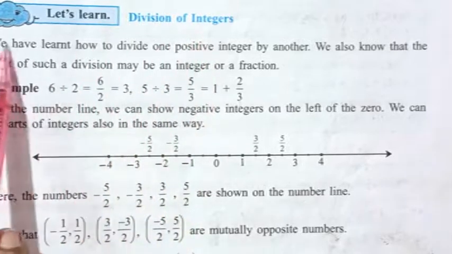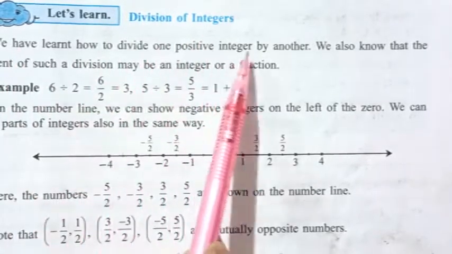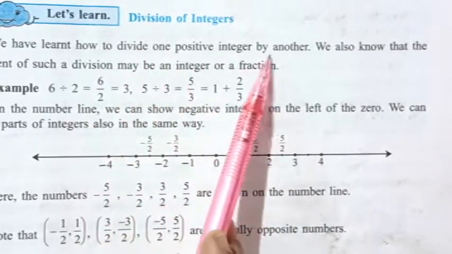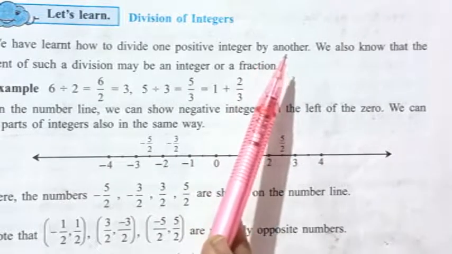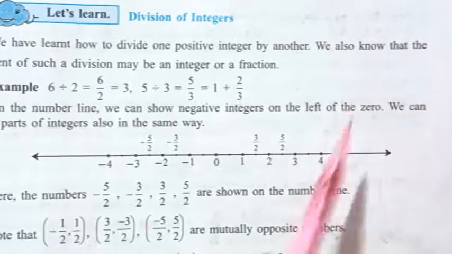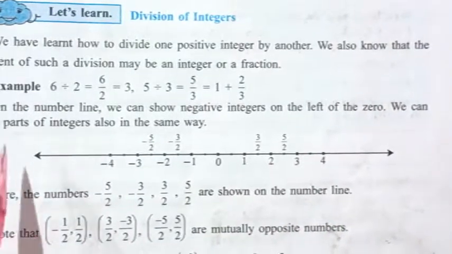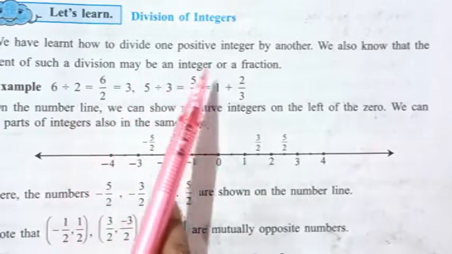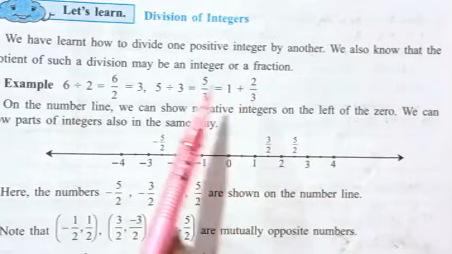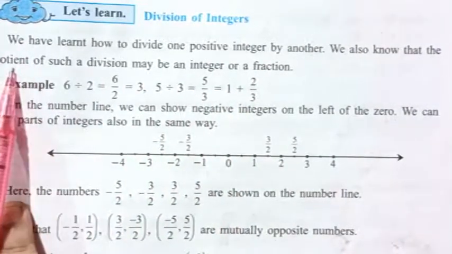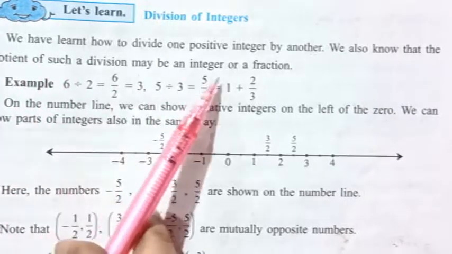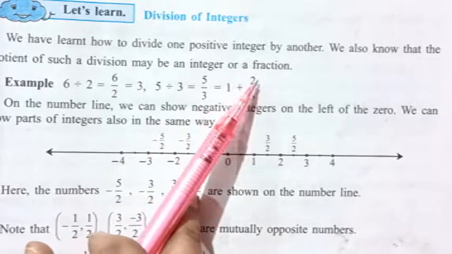We have learned how to divide one positive integer by another. You have all already learned how to divide one positive integer, that is, with the plus sign, by another. We also know that the quotient, that is, the answer of such a division, may be an integer or a fraction. It can be an integer or a fraction also.